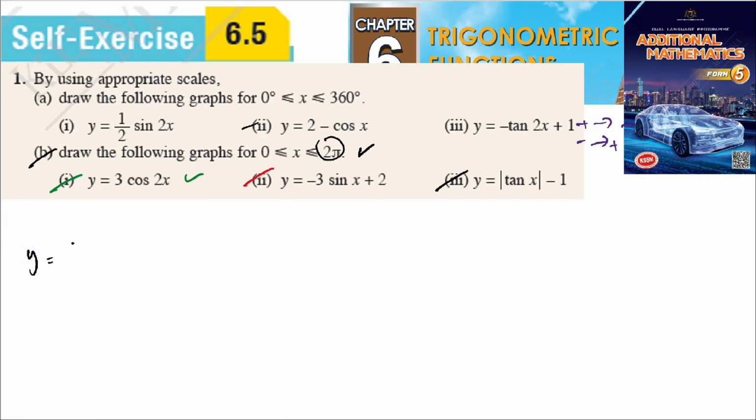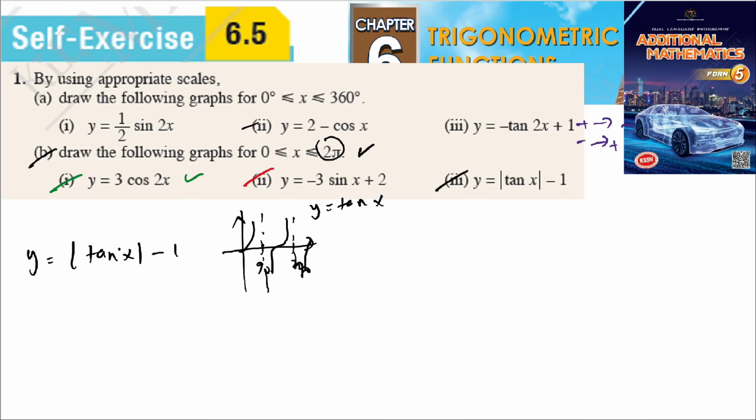So this one y is equal to tangent x minus 1. So we have to know our tangent here, so here we have 90, we have 270. So we have dotted lines here. So it's something up, down. This one is up again, and this one is down. Okay, this one is a normal y is equal to tangent x. So we can see that the coefficient of x is 1, so that means that the period is equal to 180, which is the same with this one.